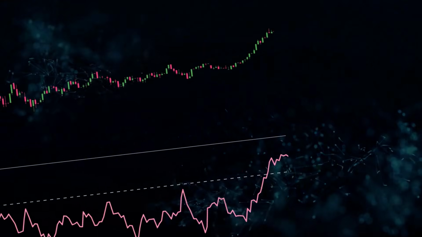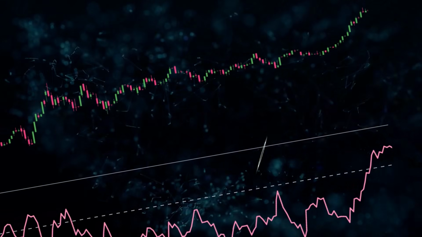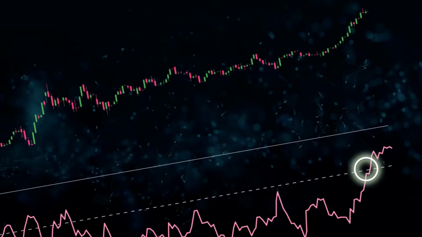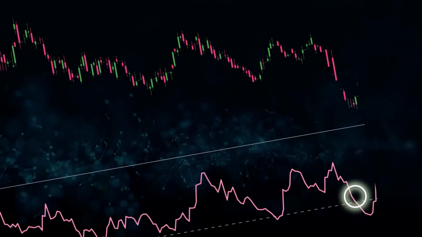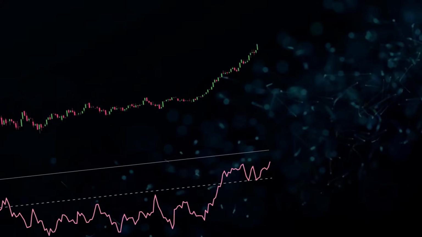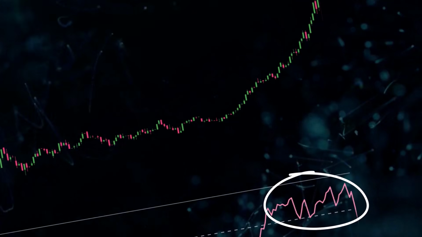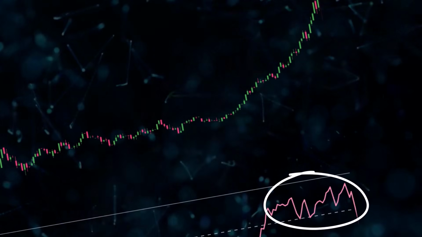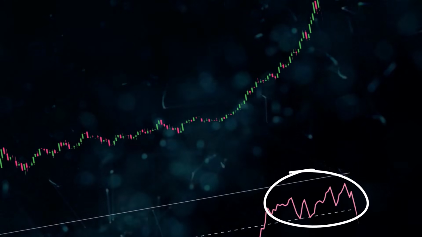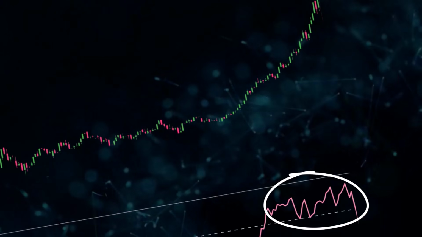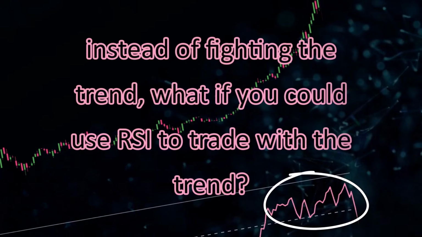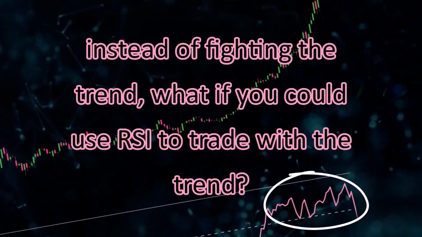Most beginners use RSI the wrong way. They wait for RSI to cross above 30 or below 70 and try to catch a reversal. But in a strong trend, RSI can stay overbought or oversold for a long time, and that's why many of those trades fail. So instead of fighting the trend, what if you could use RSI to trade with the trend?